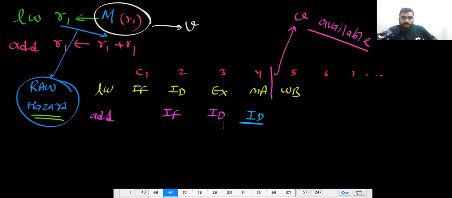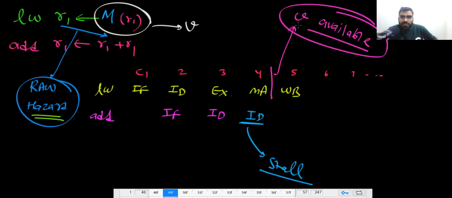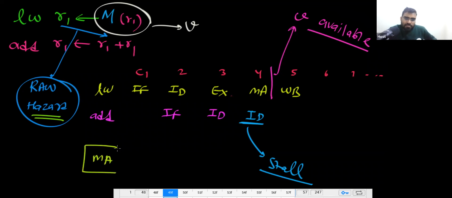You have to delay. Correct? You have to wait. There is no other choice. You have to wait. You cannot do anything. But now you can do something. Now value V is available, right? Here in the MA phase.